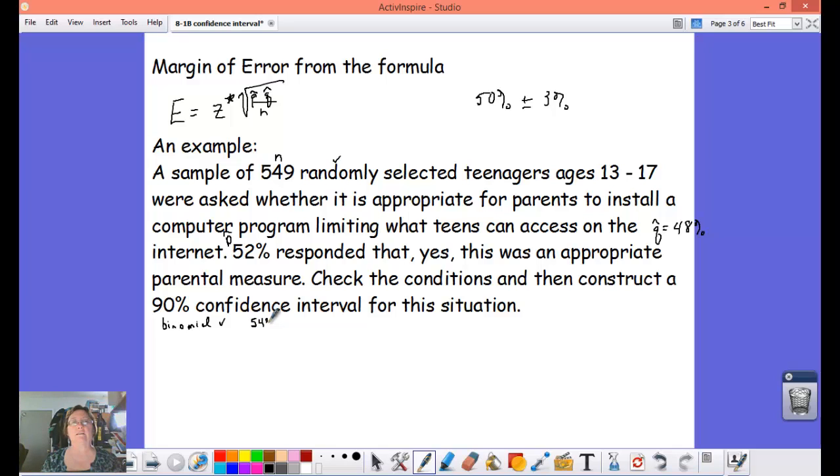As far as our sample size criteria, 549 times 52% or 0.52 is certainly going to be bigger than 10, as is 549 times 0.48. Both of those will be significantly larger than 10, so our sample size criteria is okay. The last thing we have to do is check the population at large, and as far as teenagers ages 13 to 17 go, I'm pretty sure that there is more than 10 times 549 teenagers that fit that description. So I think we're all good as far as the criteria goes.